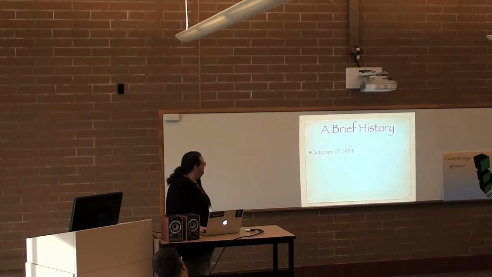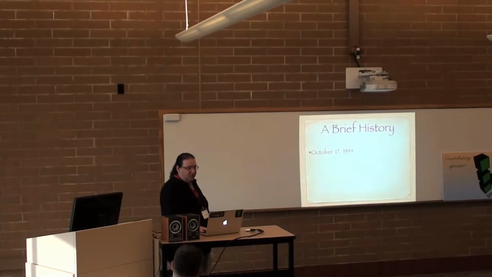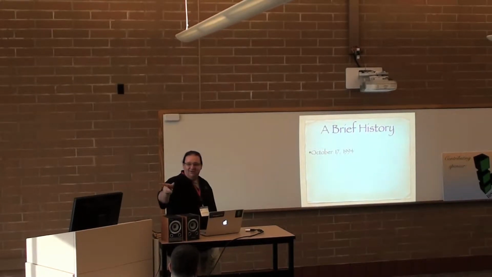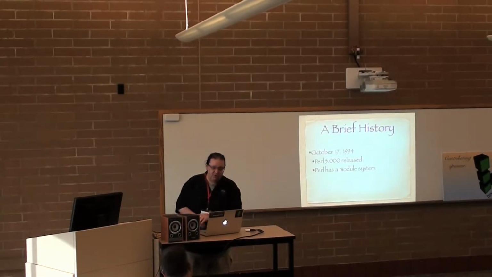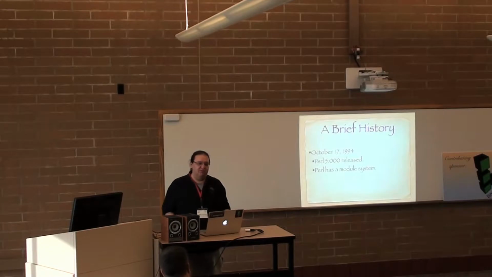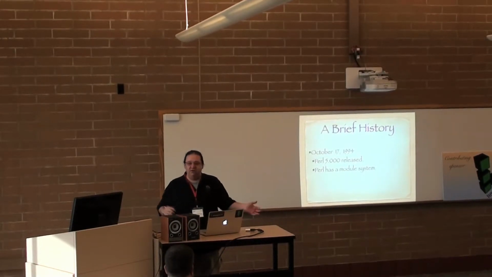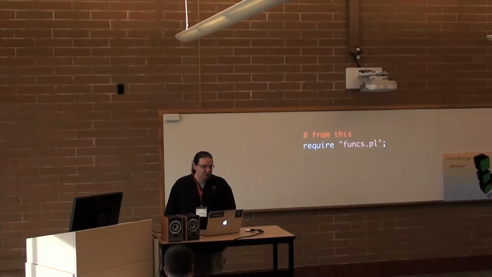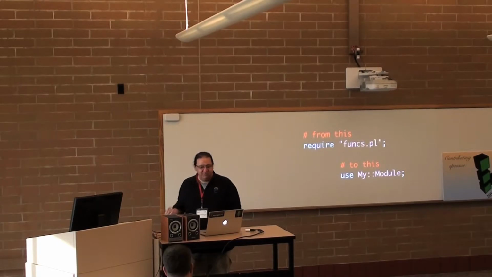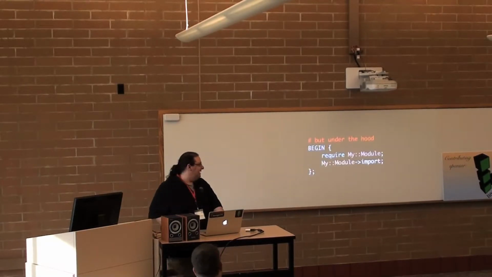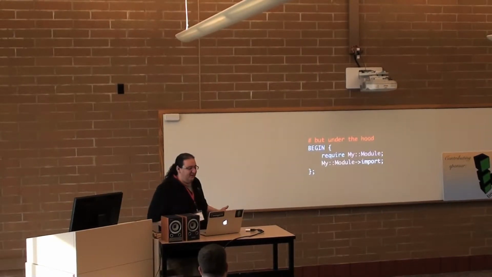So October 17th, 1994, Perl 5, you are correct. So that is Perl 5.0, and this is the first time when Perl really had a module system. Perl 4 had require, you would require scripts, but we didn't really have modules and namespaces. So we sort of transitioned from this to this. Of course, under the hood, it's really that. But the lesson is that this was the first time when Perl was really extensible.